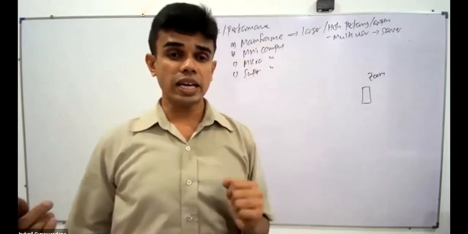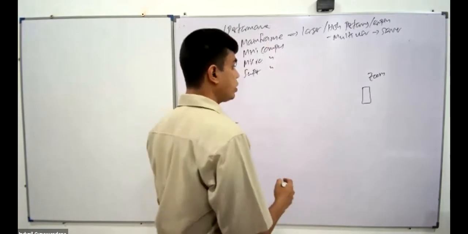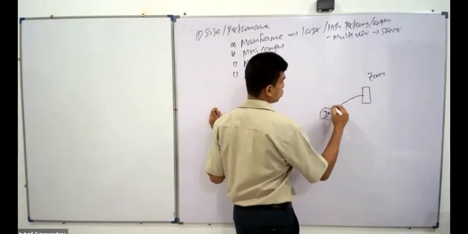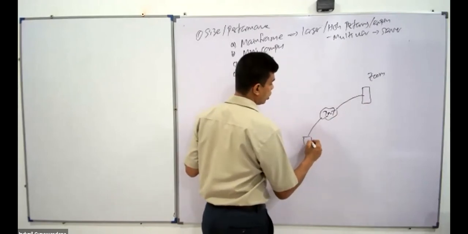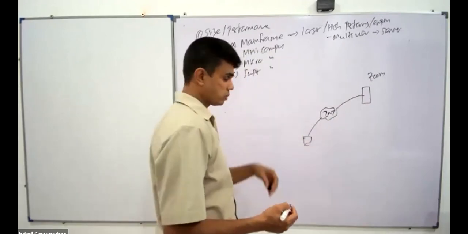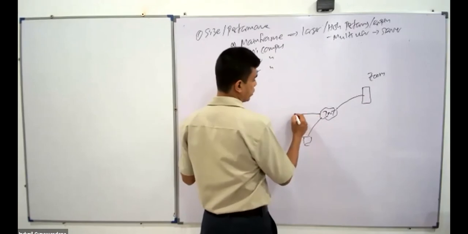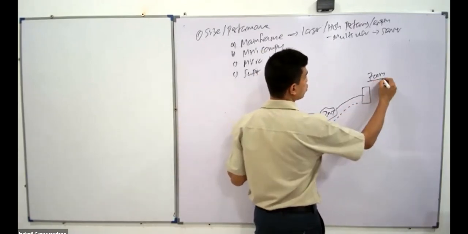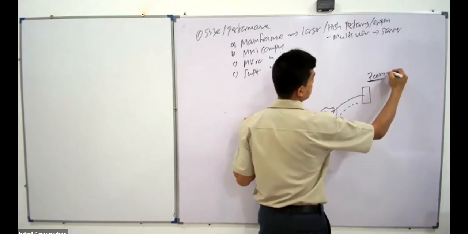Whenever you use a Zoom application, we need to have the internet connection. Why? Through the internet, now there are around 20 people in the meeting. Then all the 20 people are connected through the internet into the Zoom computer. These are mainframe computers.